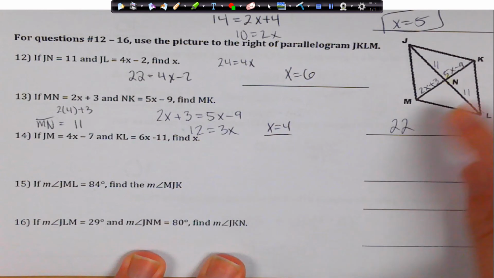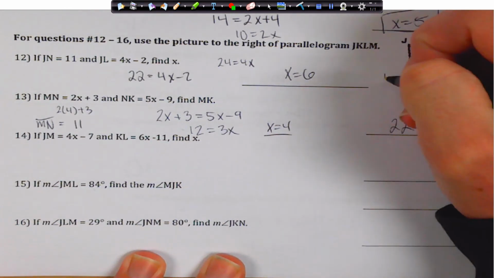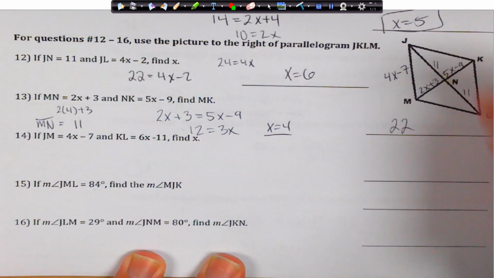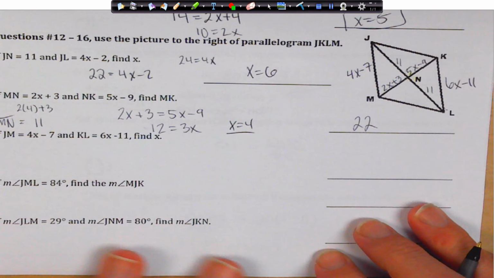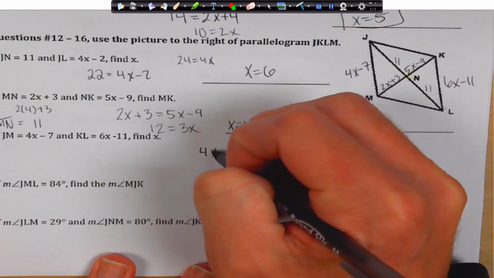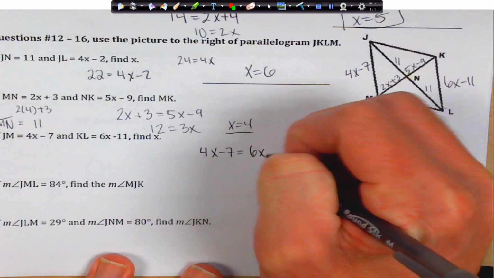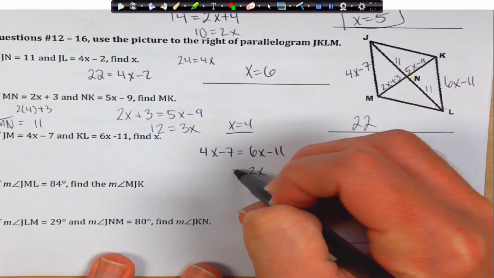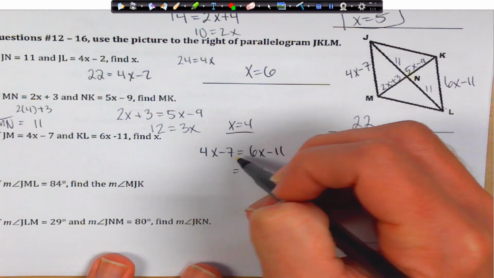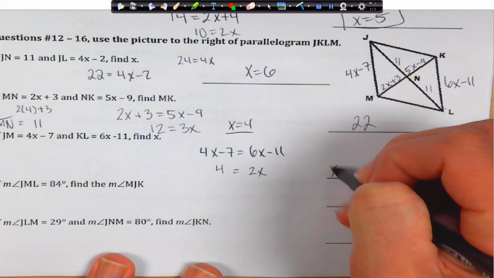JM. JM is the side length here, 4x minus 7, and then KL is 6x minus 11. We know opposite sides are congruent, so we're just going to set them equal to each other. Subtract that over, which gives us 2x. Add 11 over to this side, that's going to give me 4. That means x equals 2.